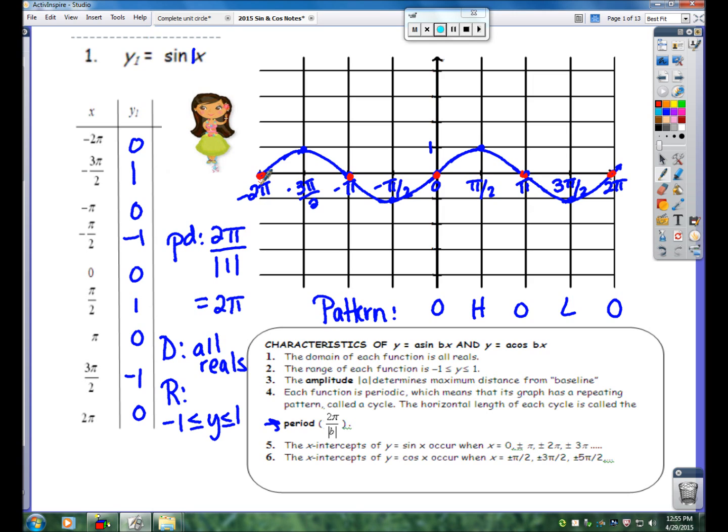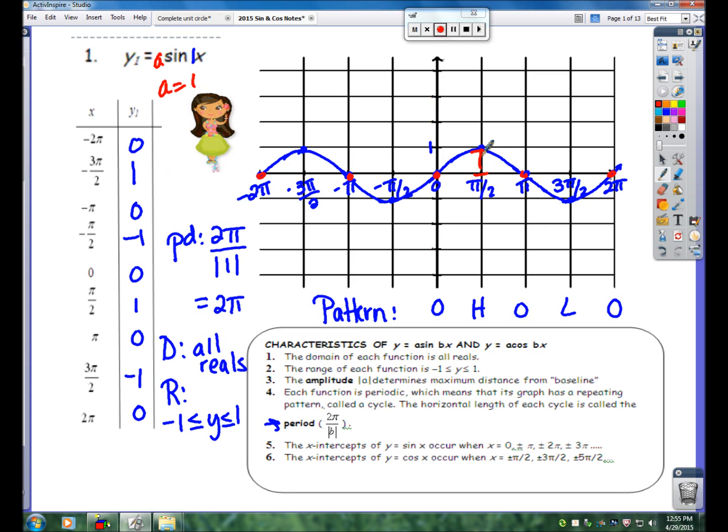Now, let's talk about amplitude. Amplitude is your A. In this case, A is 1. So this graph has a maximum height of 1. That's our amplitude, and since it's a height, that's why it's always positive. Okay, that's a sine graph.